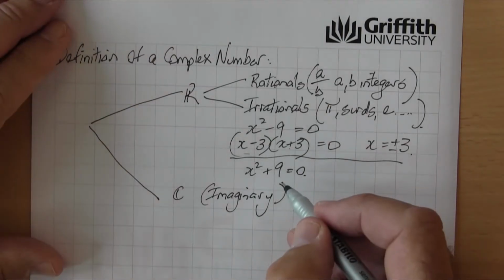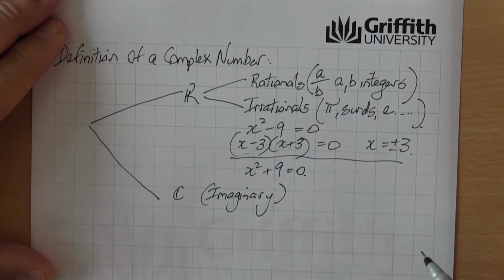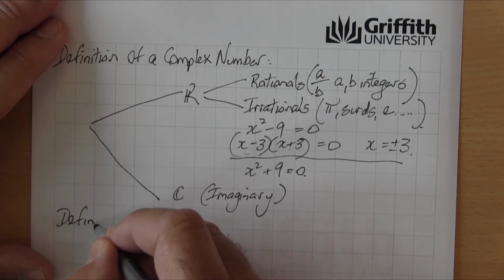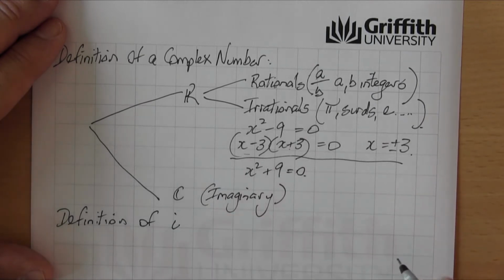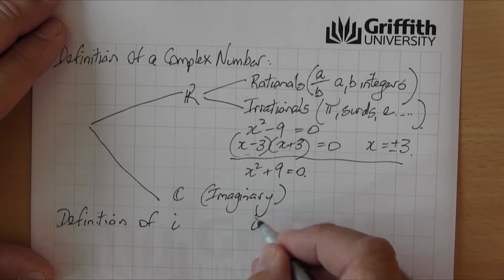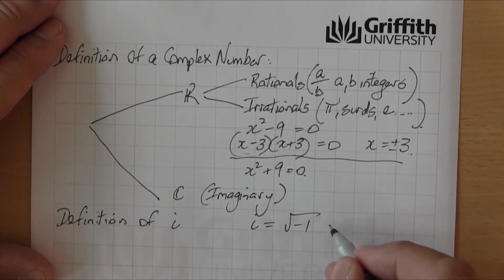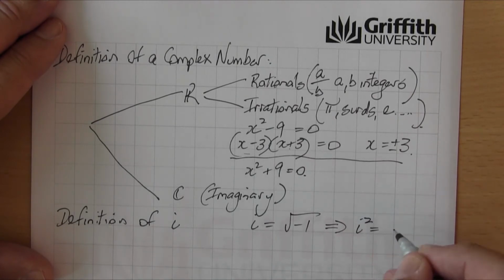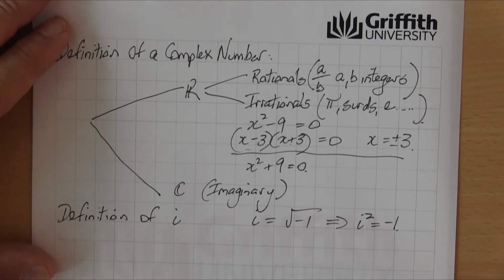Now, before we go through and actually solve x squared plus 9 equals 0, we need to define the number i. So the definition of i is nothing more than the square root of -1. So this implies that if we square both sides here, we get i squared equals -1. So i is equal to the square root of -1.